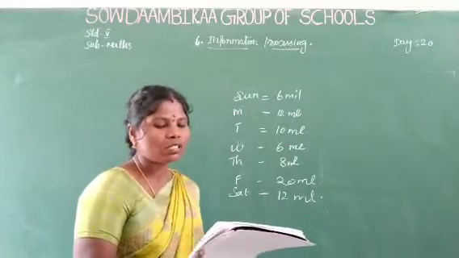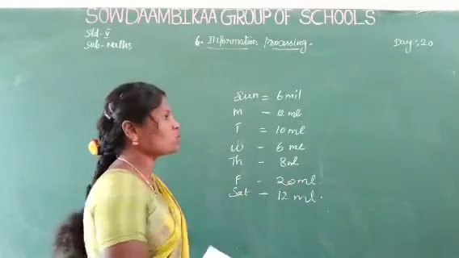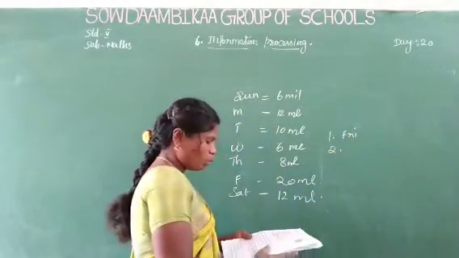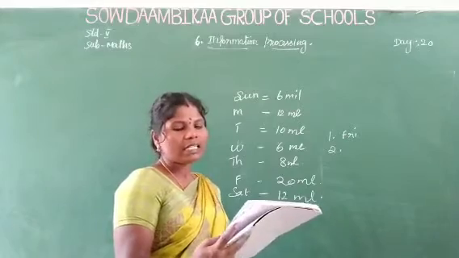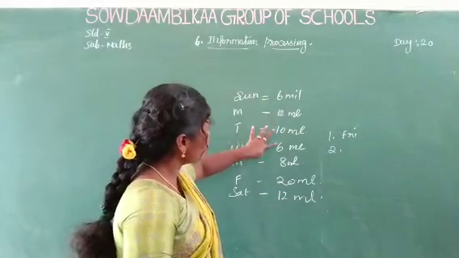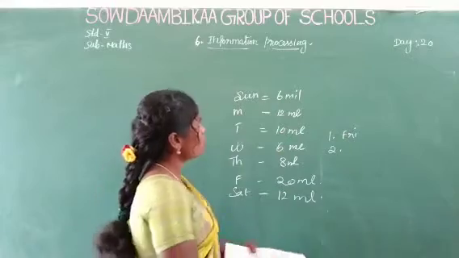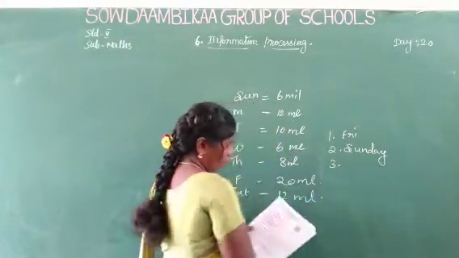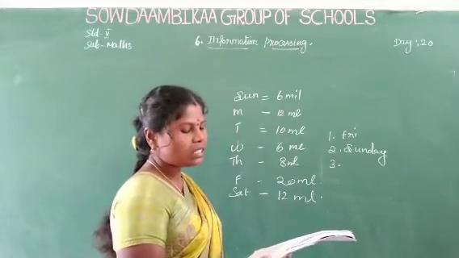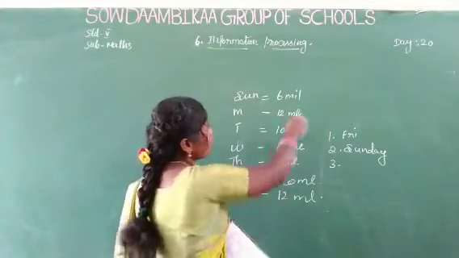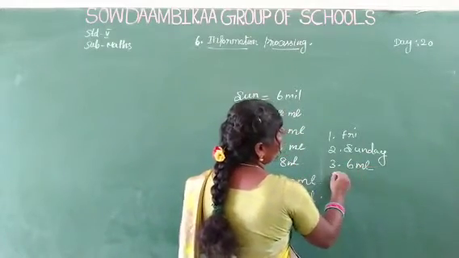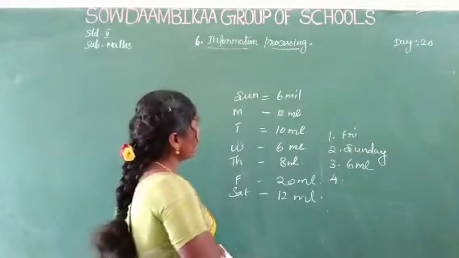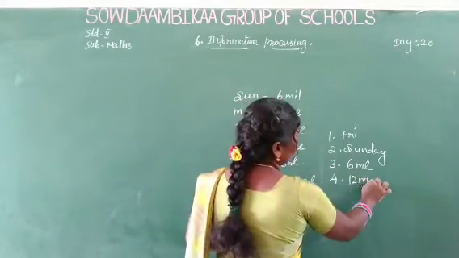One, on which day was the rain the most? Friday, 20 milliliters. Second, on which day was the rain the least? Comparing 6, 12, 10, 6, 8, 6, it is Sunday. Third, how much rain was there on Sunday? 6 milliliters. Fourth, how much rain was there on Monday? 12 milliliters.